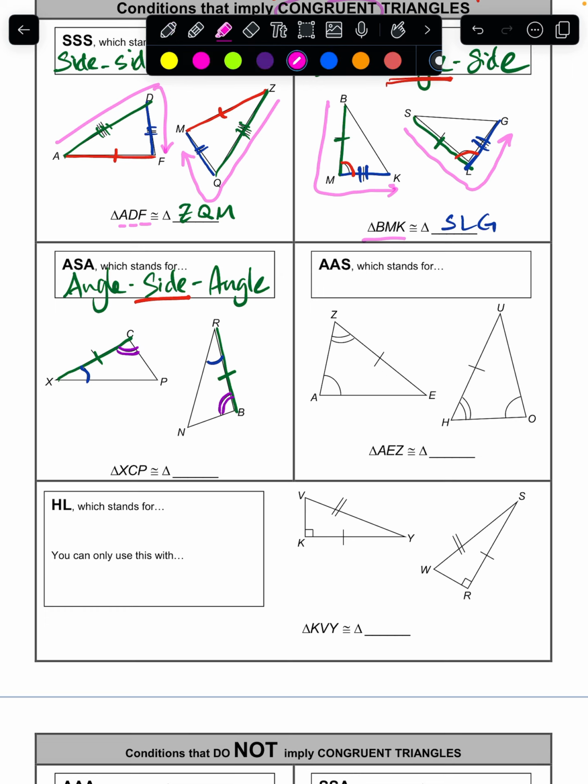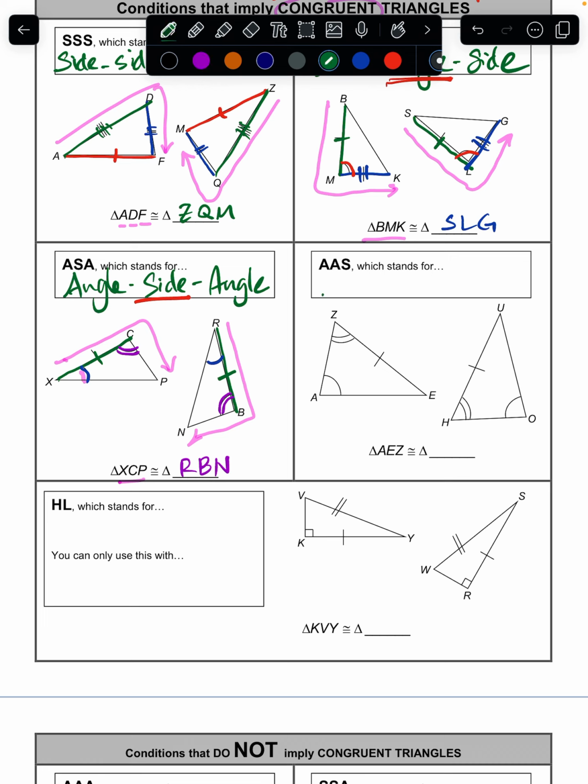And let me trace out how they named this. So it's triangle XCP. So they started with this angle right there, the one arc. So I'm going to say, I want to start also at R, B, and then N, right? So that's my direction. So I will say it's triangle RBN.